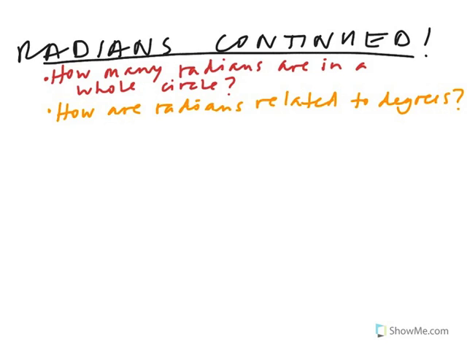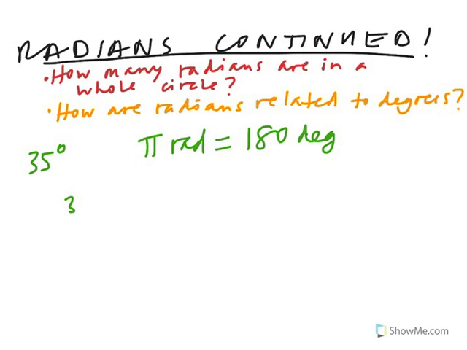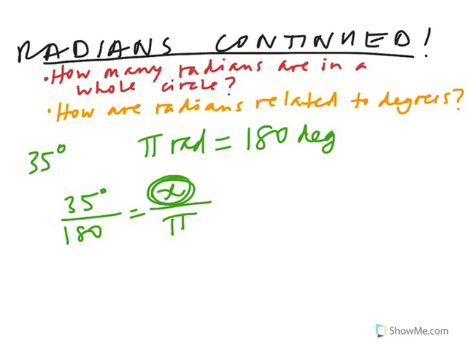Now let's talk about, say somebody gives you a random degree, like say 35 degrees, and you want to know how many radians is that? Well, you can set up a proportion, because you know that pi radians, that is just a little bit more than 3 radians, is equal to 180 degrees. You can say 35 degrees is to 180 degrees as how many radians is to pi radians. Alright, so you can do that, and you can always just solve for x by cross multiplying. It's probably the easiest way.